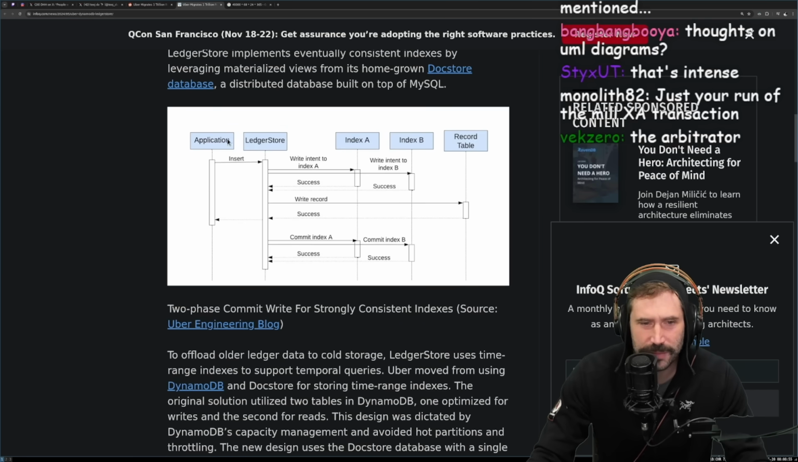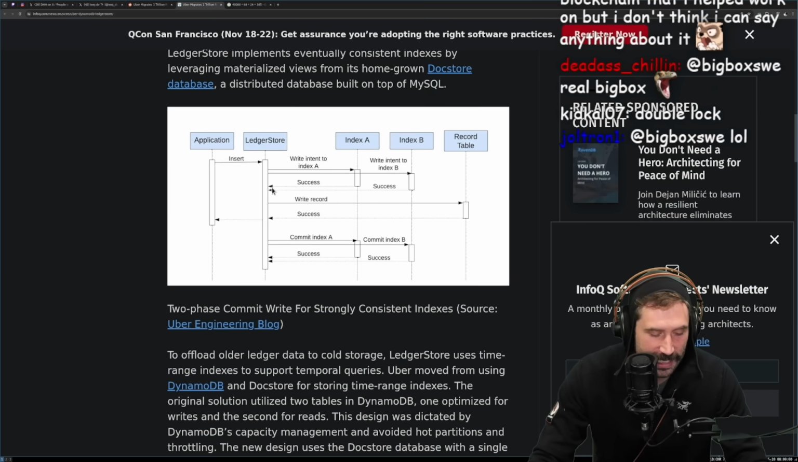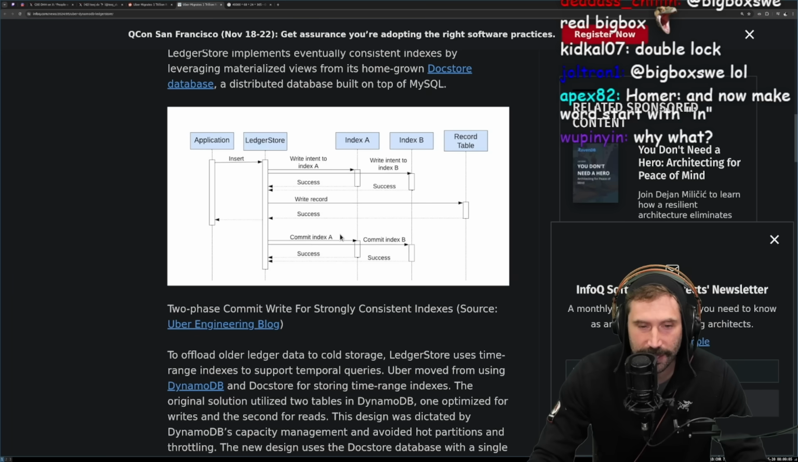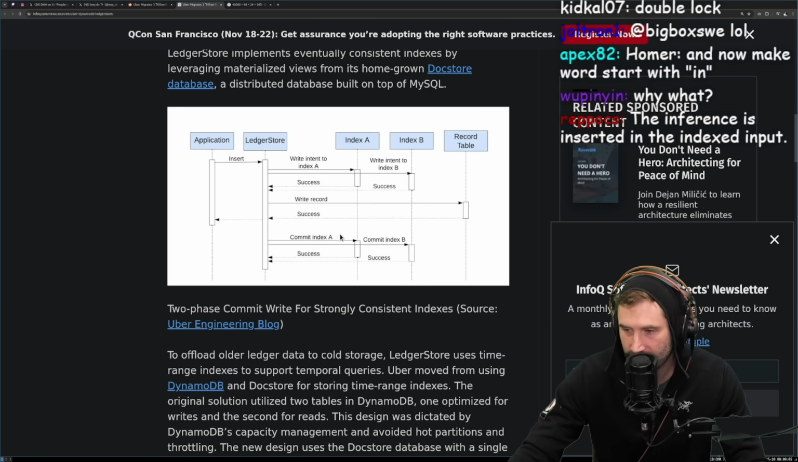Thoughts on UML diagrams? I don't mind sequence diagrams. This is a sequence diagram. I think sequence diagrams are really great on showing the arbiter. This is very Halo 5. But I think sequence diagrams are really great at just showing you what's happening in what order, because it doesn't tell you code, and that's okay.